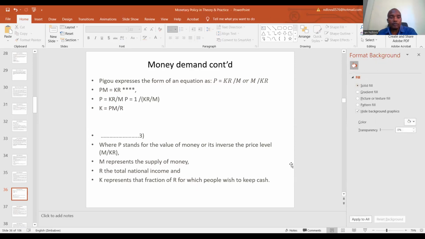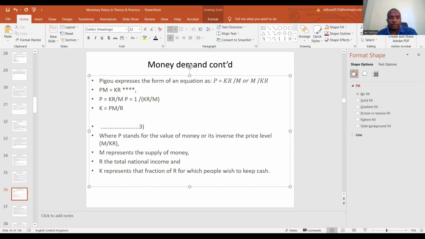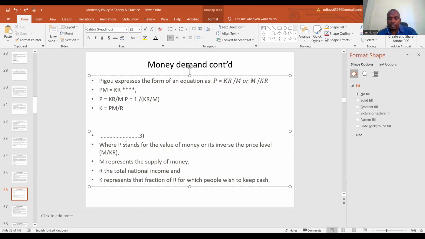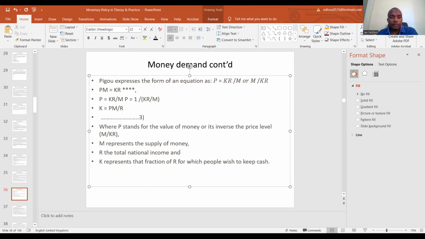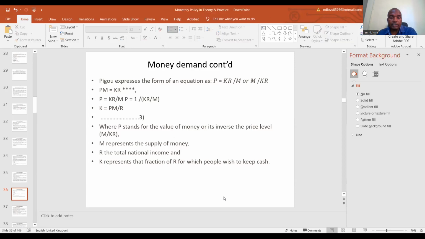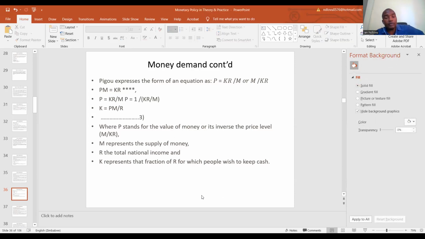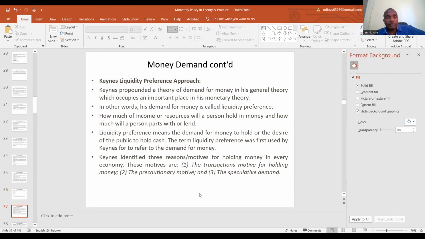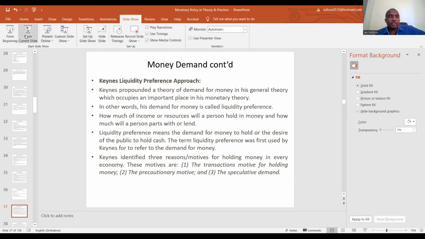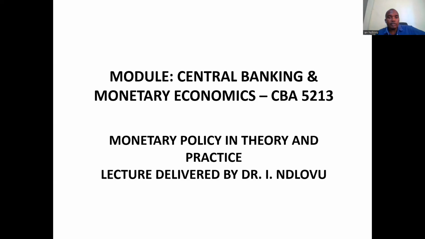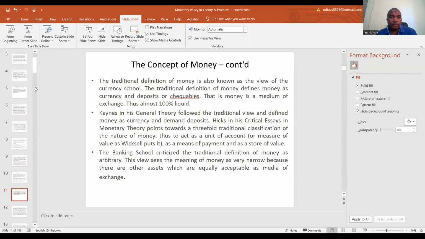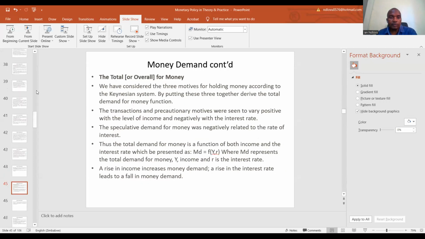Just a simple and straightforward formulation. So K represents the fraction of R that people wish to keep as cash, according to Pigou. And then we move on to Keynes' liquidity preference theory.